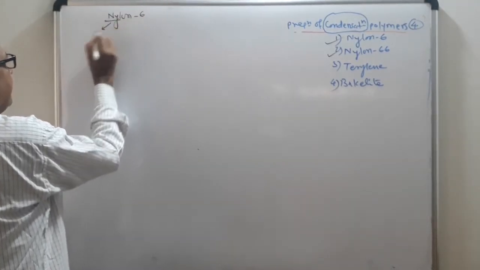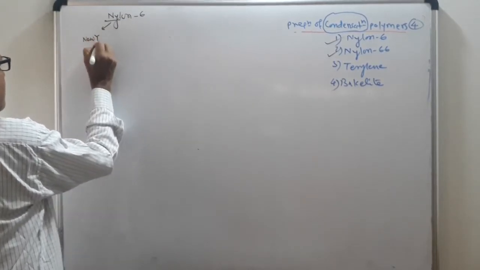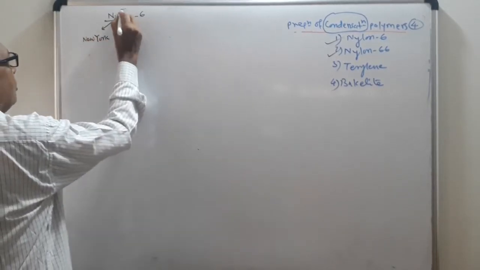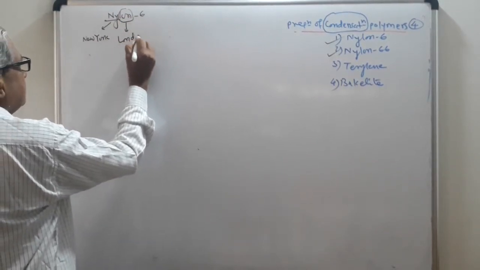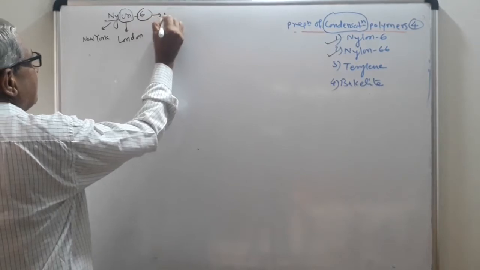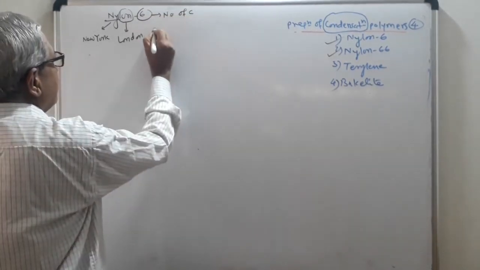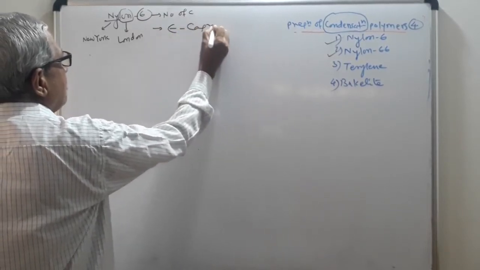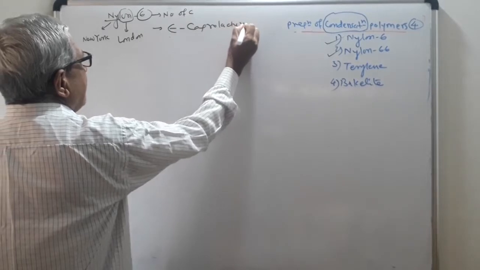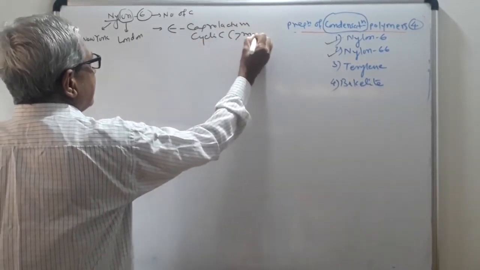Again here NY indicates New York. This LON indicates London. This indicates the number of carbon atoms in the monomer. Here the monomer is epsilon caprolactam. It is a cyclic compound. It is a 7-member ring compound.